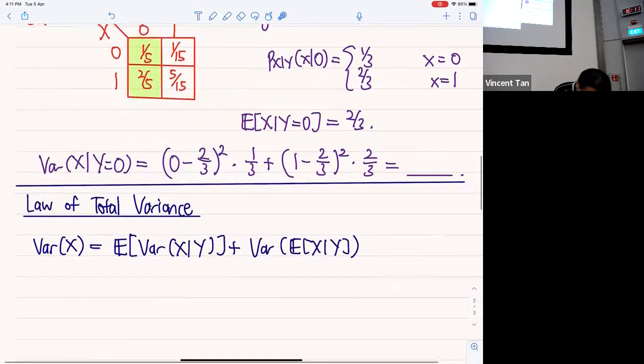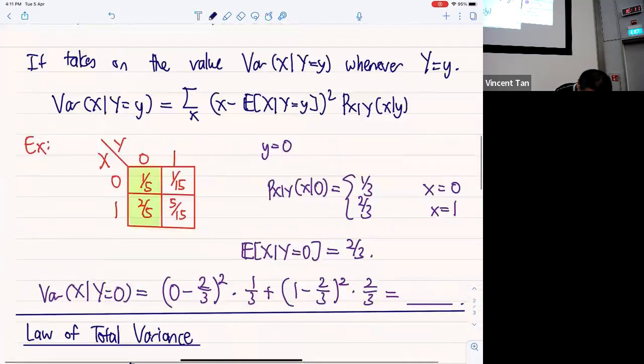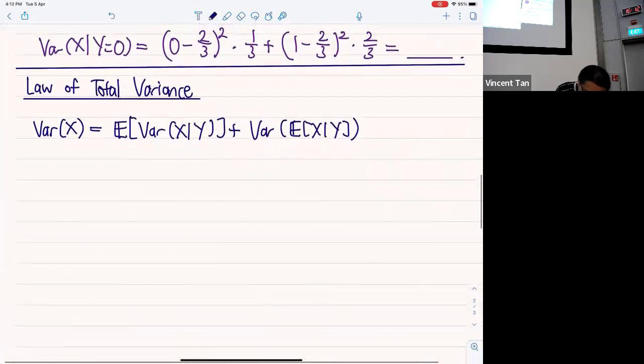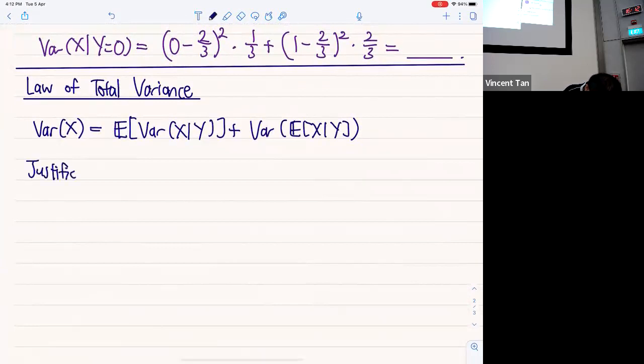Now, if you don't believe me, at least you can believe the mathematics. How can we get the variance of X? Now, I don't expect you to know what is the meaning of a proof in this class. I will never ask you to do a proof. So I won't use the word proof. I will use the word justification so that it is not so scary.